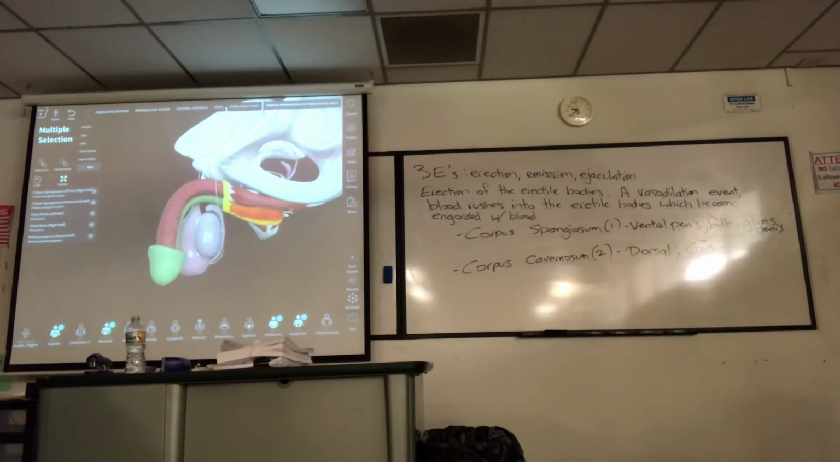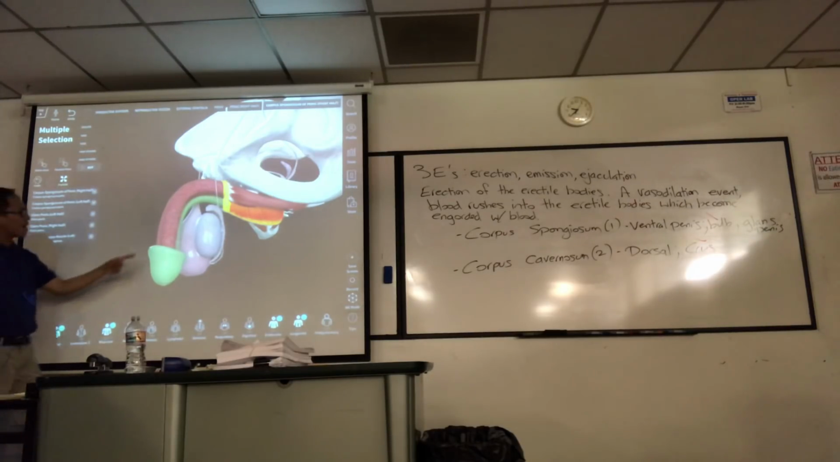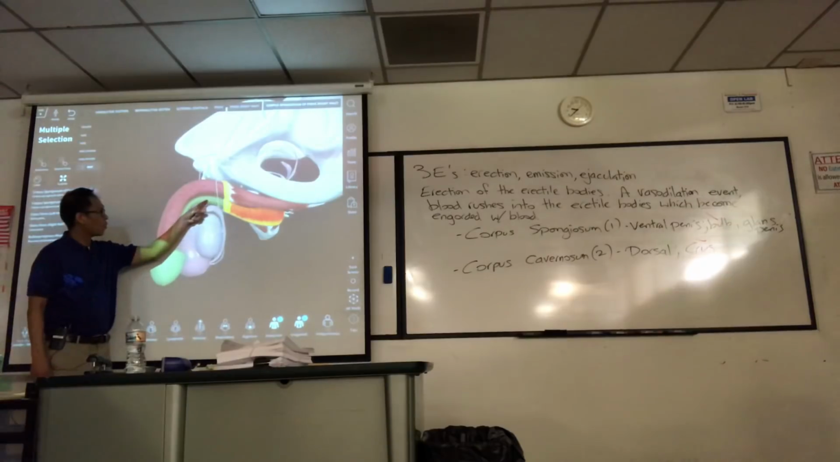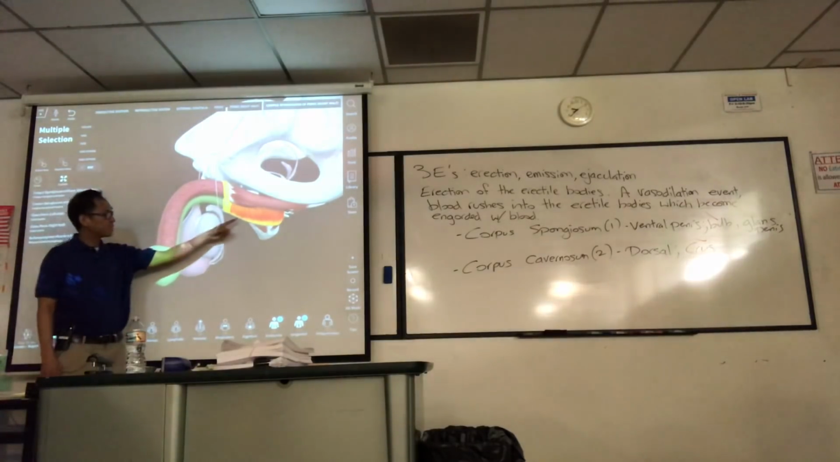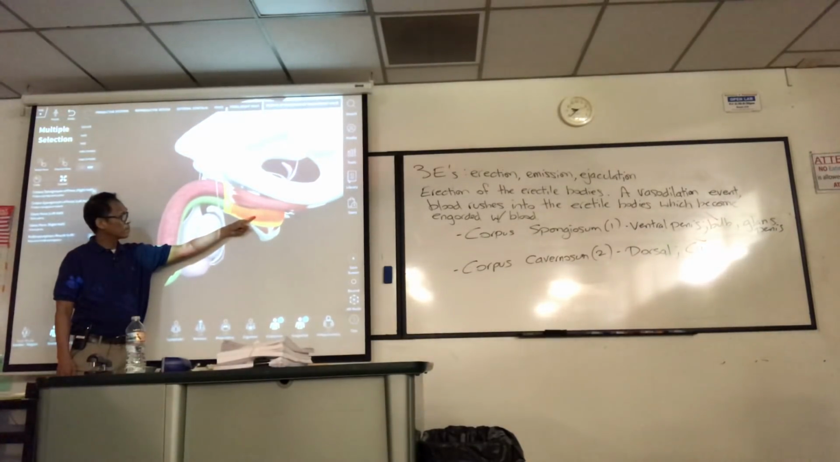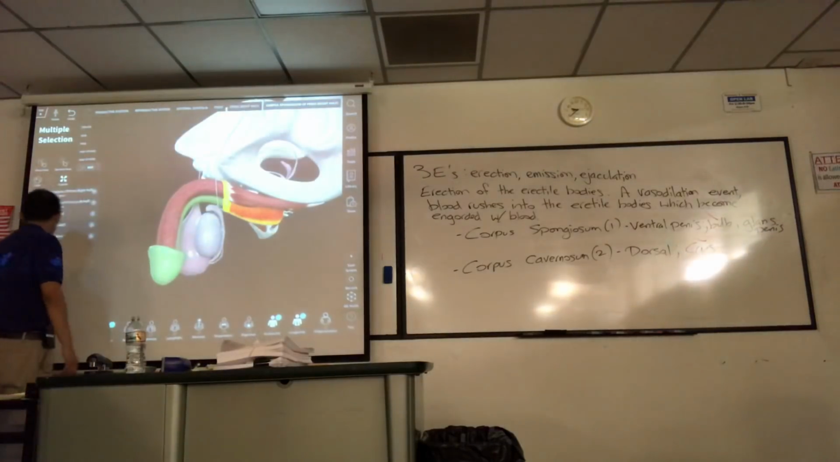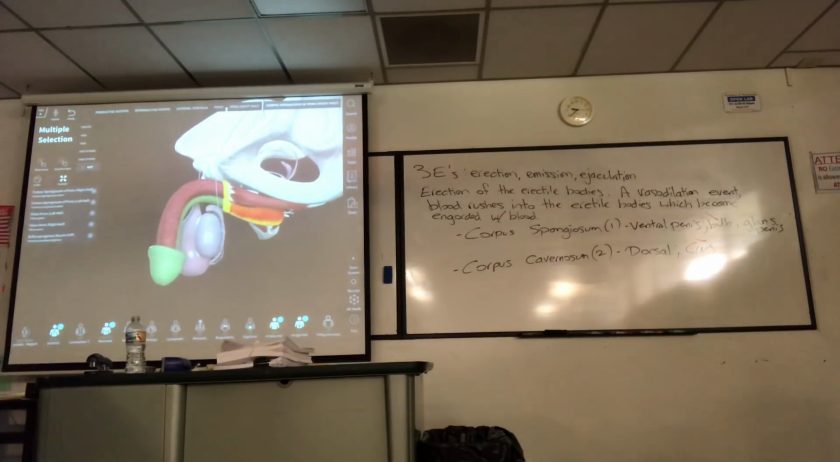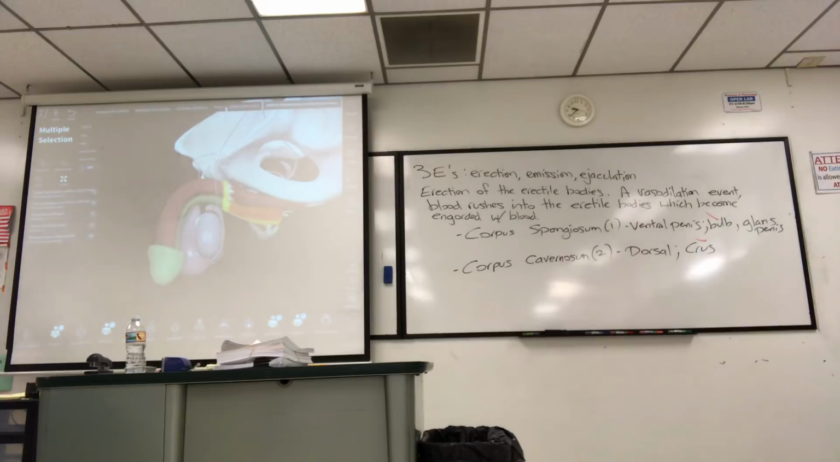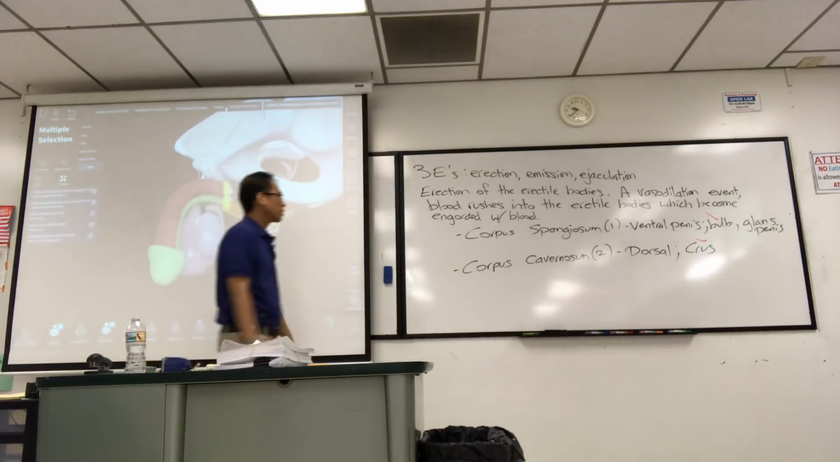I have a muscle highlighted, and that's called the bulbospongiosus. Notice it wraps the bulb of the penis. It doesn't wrap the whole thing though, does it? It just wraps at the root, in this case, the bulb. Okay, so let's note that: the bulbospongiosus wraps the bulb of the penis.